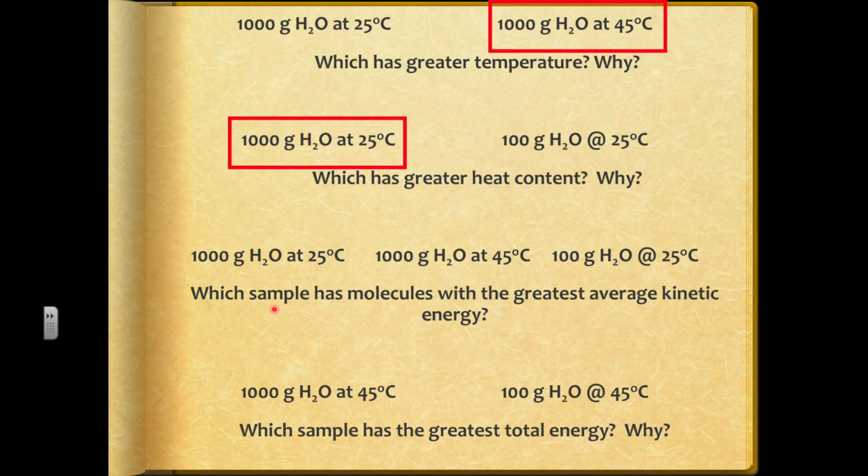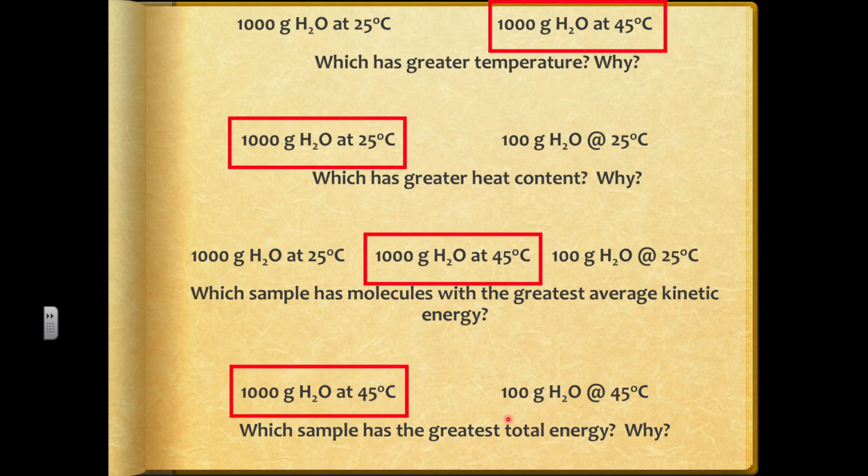Which sample has molecules with the greatest average kinetic energy? That is going to be this guy right here. 1,000 grams of H2O at 45 degrees Celsius. That has the highest amount of mass and it also has the highest temperature. Now, which sample has the greatest total energy? Now, 1,000 grams or 100 grams? Well, that's going to be the 1,000 grams because we're looking for the total energy. That's also another name for the sum of the energies, which is the heat, right? So this one has the highest heat. Very good, because that's the highest mass.